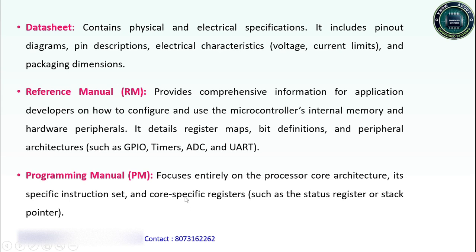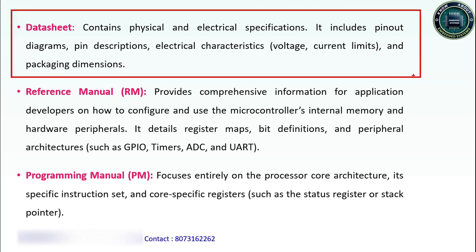First of all, what do we mean by datasheet? A datasheet contains technical parameters, electrical and electronic parameters, and the pin description. It contains the physical and electrical specifications that include pin diagrams, pin descriptions, and electrical characteristics such as voltage, current, frequency of operation, packaging and so on. That is called a datasheet. This is the first type of documentation the silicon developers release.